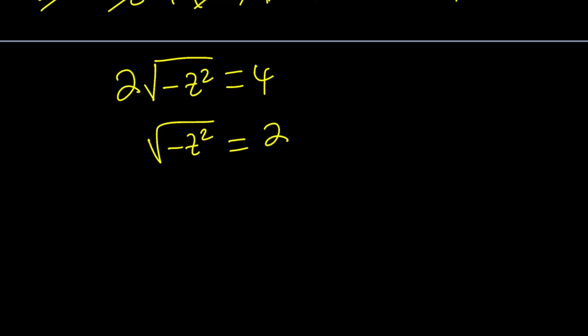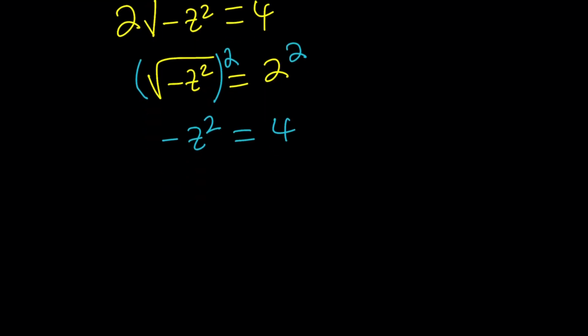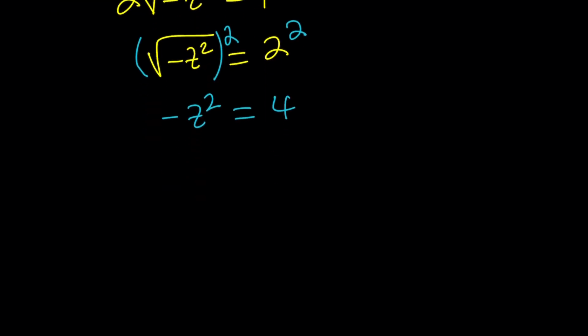Great. Now at this point, we're going to go ahead and square both sides. Why? Because we want to get rid of all the radicals and we want to end up with polynomials. When we square both sides, we're going to end up with negative z squared equals 4. And of course, if you multiply both sides by negative 1, you get z squared equals negative 4. This is what makes z really complex, or should I say imaginary.